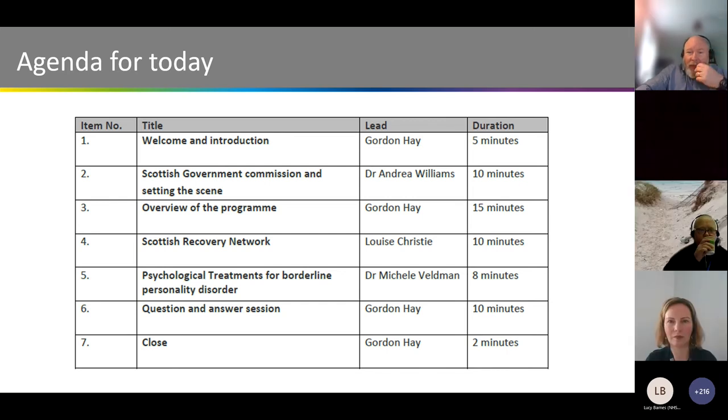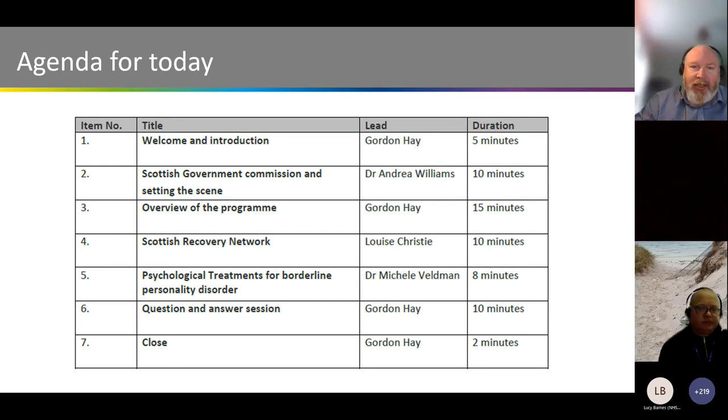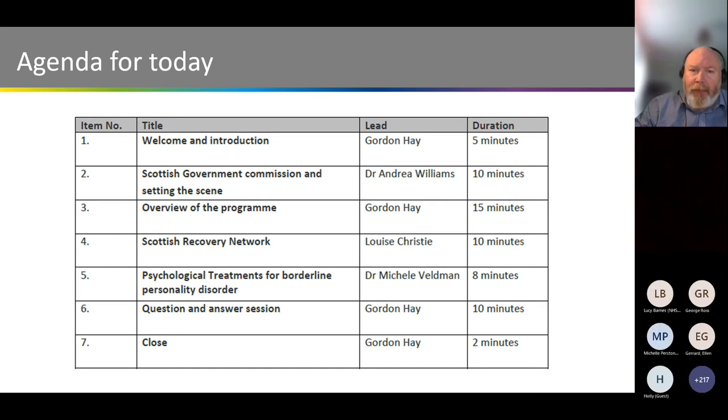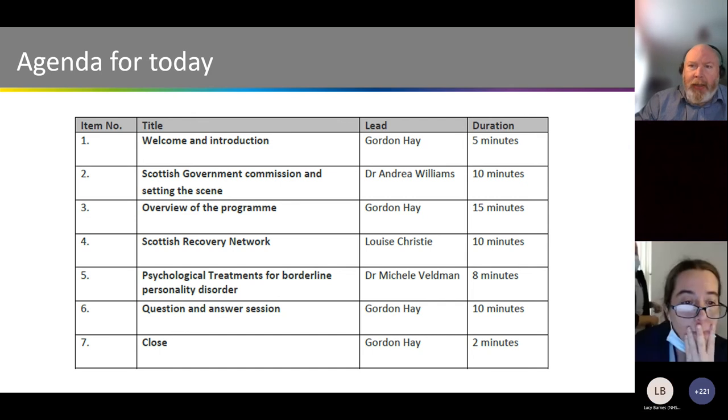So borderline personality disorder, emotionally unstable personality disorder, complex emotional needs, emotional intensity disorder, emotional dysregulation, complex post-traumatic stress disorder. These all fall within the remit of our programme. And there are entirely understandable concerns around stigma, and there are strongly held views on the subject. I'm sure that we'll have discussions around these themes throughout the programme. And we want to hear from all perspectives, and we'll do that on a basis of mutual respect and understanding.